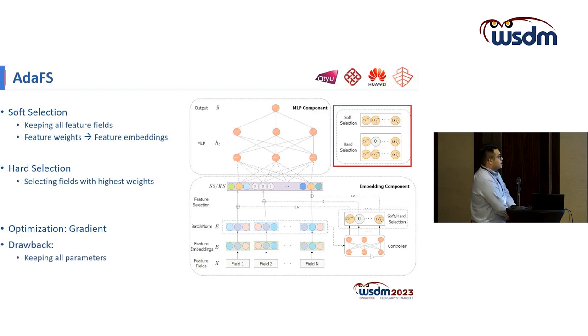However, there is a drawback for adaptive feature selection. That is, we should keep all of the models for all feature fields, since different user-item interactions may use different sets of feature fields. We should keep all of them.